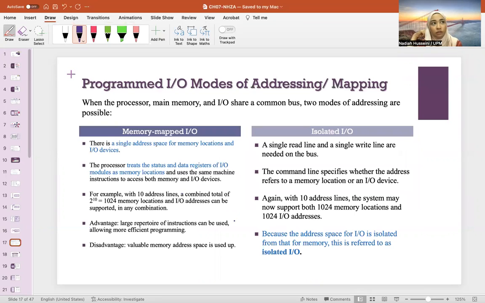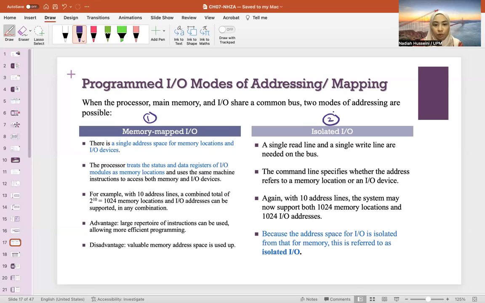Okay, so we talked about the 3 I/O operation techniques. There were programmed, what was it? Program interrupt-driven I/O and also DMA. Now, for programmed I/O, we have 2 types of mapping. Okay, 2 types of mapping. We have the first one called memory mapped I/O. The second one is isolated I/O.